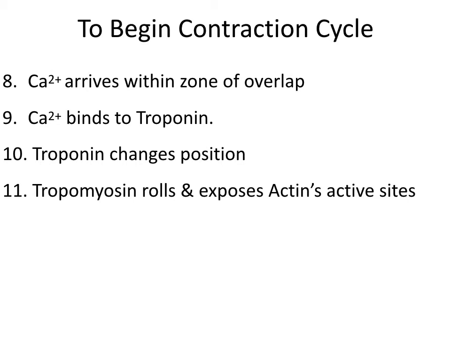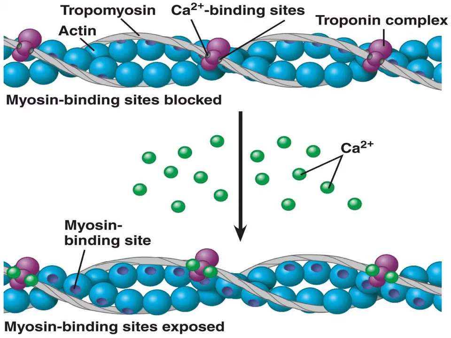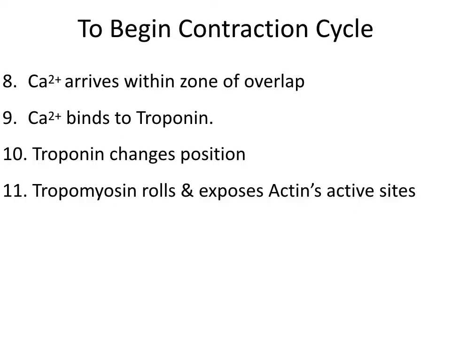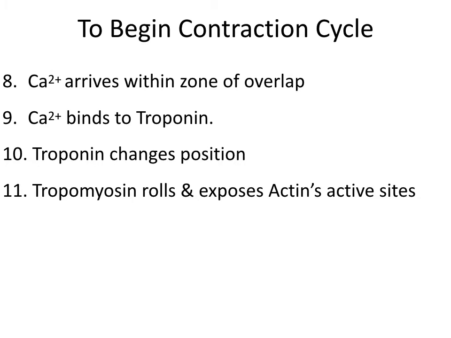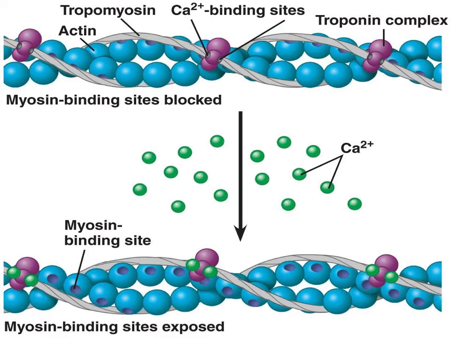Calcium arrives within the zone of overlap. Calcium binds to troponin. Do you remember the troponin complex? Do you remember those three globs, and one of them accepts two calcium ions? Here you go. Number 9, calcium binds to troponin. This binding, my friends, acts as a signal. When the calcium binds, it tells troponin to change position.